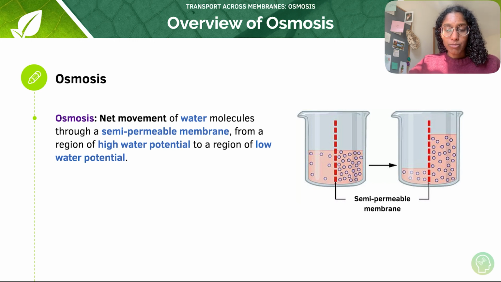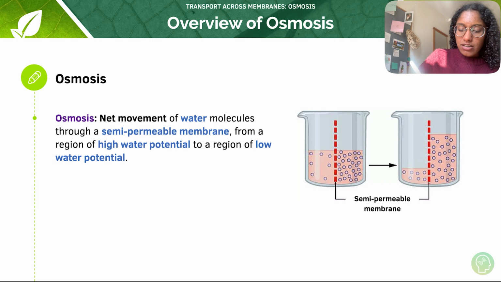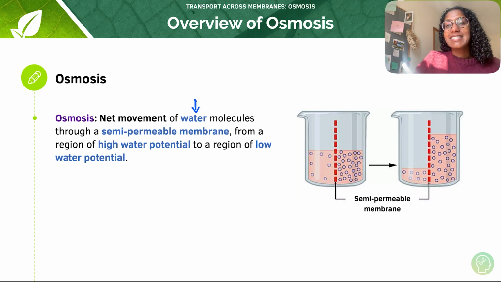The key thing I want you to remember about osmosis is that it's regarding water. So it's the net movement, again, this word net, of water molecules through a semi-permeable membrane, another important word to remember, from a region of high water potential to a region of low water potential. Okay, so again, just like we talked about in our last tutorial, the word net is really, really important because that describes the overall trend of movement of water molecules, which is down its potential gradient.